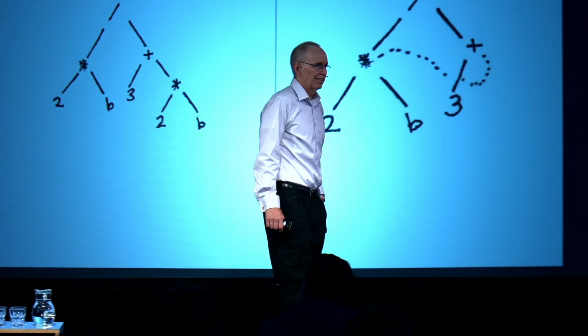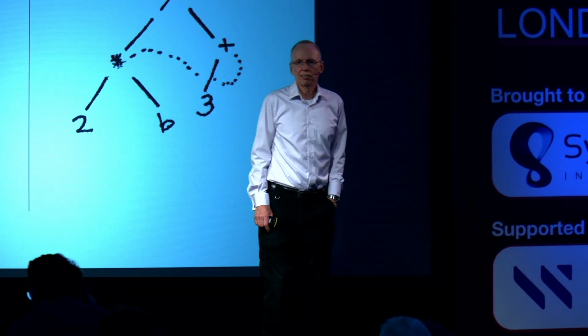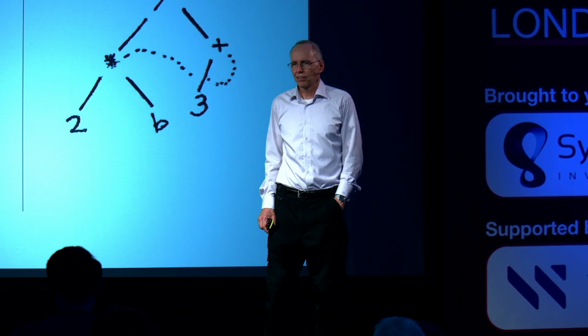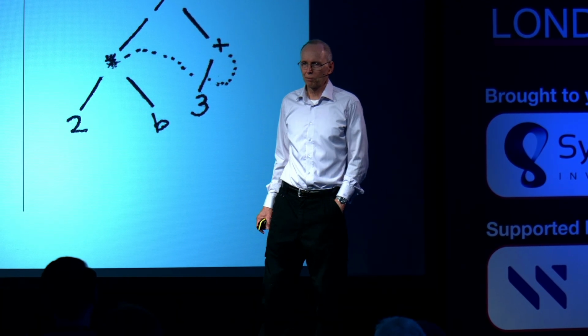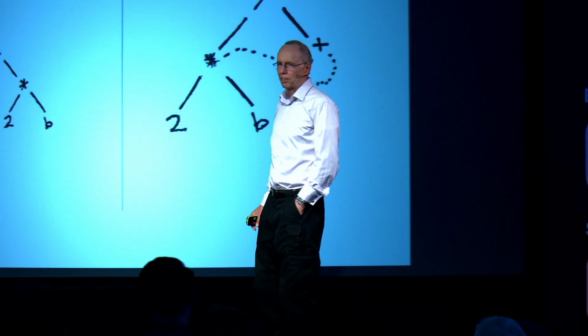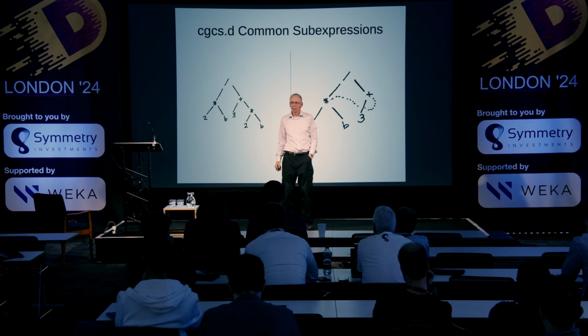The cgcs.d is the module that does that. So that's how it works. The only complexity in it is the large number of operator nodes. The operation of it is very simple. That's another reason: it's simple and also very fast to do this. So that's why it's in the default compile.